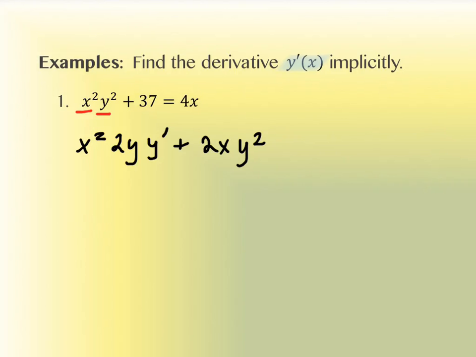All right, so this is the derivative of the x squared y squared piece. It's a product rule. The other weird thing about the product rule is that in the middle of doing the derivative of y squared, I have the y prime showing up. The rest of it then actually doesn't have any y's in it. So what's the derivative of the 37? 0. And then I've got the other side of the equation. What's the derivative of the 4x? 4.